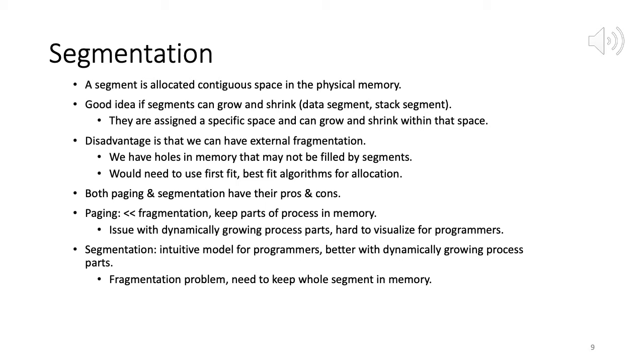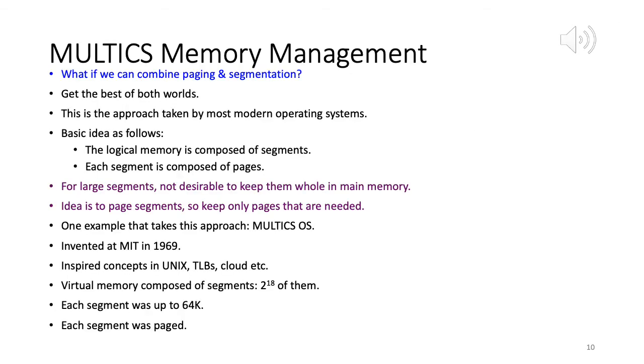Advantages of segmentation: intuitive model for programmers, better with dynamically growing process parts, but the fragmentation problem is there. So as you can see, there is no clear answer as to which one is better. So real systems use both, or maybe even a combination. So naturally, when people thought, segmentation has its pros and cons, paging has its pros and cons, can we combine both of them together?